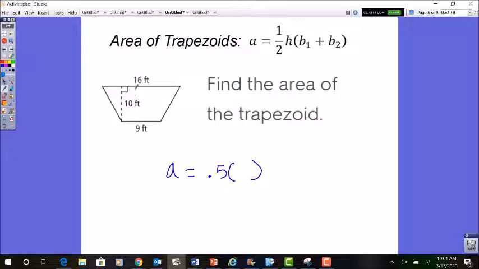Alright, so for this one, the distance between the bases is 10, so that's the height. And the sum of base 1 plus base 2, 9 plus 16 is 25. Okay, so now we need to multiply 1/2 times 10 times 25, which would give you 125 feet squared.